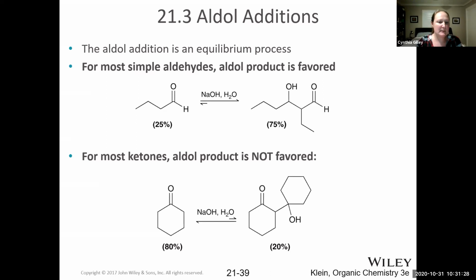Okay, so for most simple aldehydes, for example, this is butanal, right? The equilibrium favors the aldol product. You can note about 3:1 for this, in this case, so a good yield of the beta hydroxy aldehyde product can be isolated. But for most ketones, the equilibrium favors the reverse reaction or the retro reaction. And that's because the product is not quite as stable due to increased steric hindrance here as a result of using a ketone instead of an aldehyde.